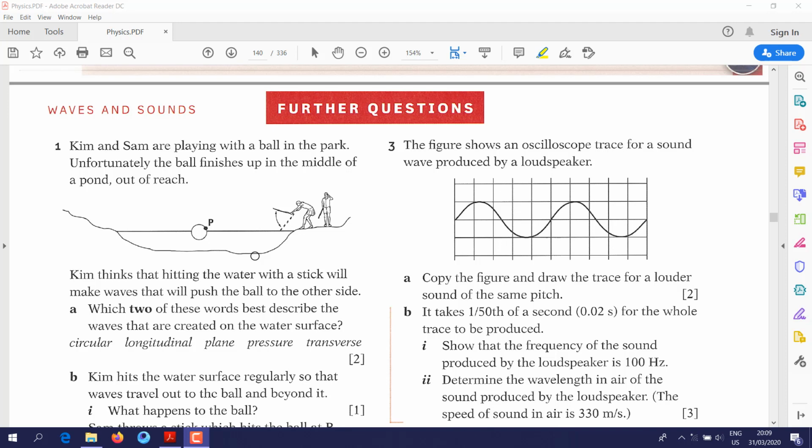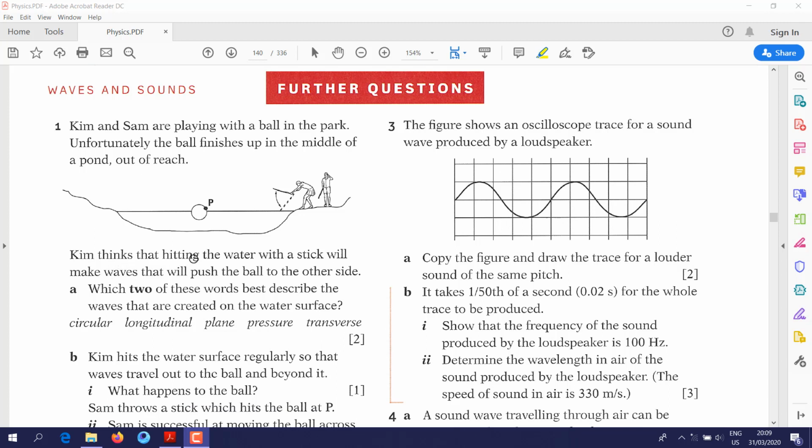Question number 1. Kim and Sam are playing with a ball in the park. Unfortunately, the ball finishes up in the middle of a pond, out of reach. Kim thinks that hitting the water with a stick will make waves that will push the ball to the other side. Which two of these words best describe the waves that are created in the water surface? Circular, longitudinal, plane, pressure, and transverse.